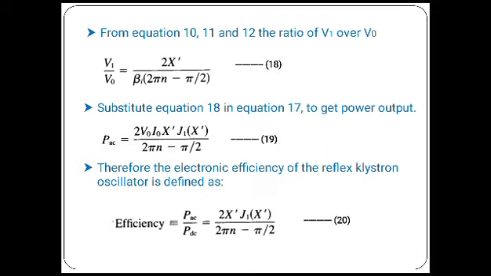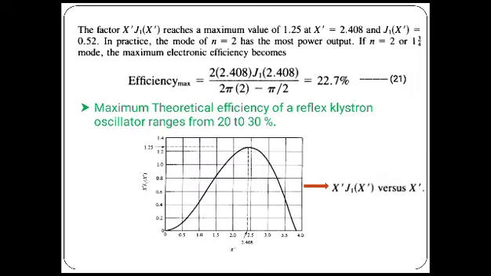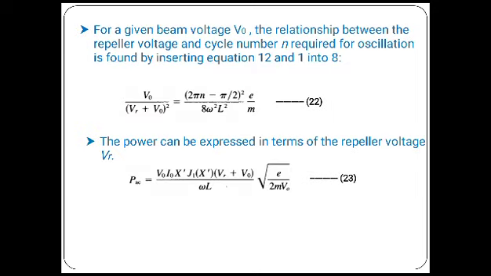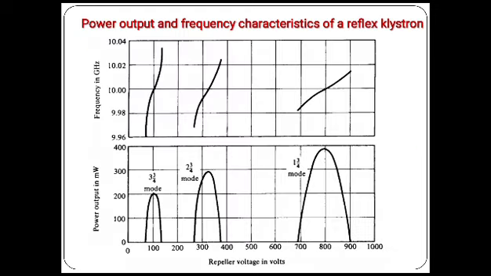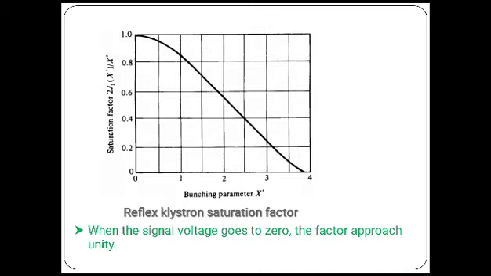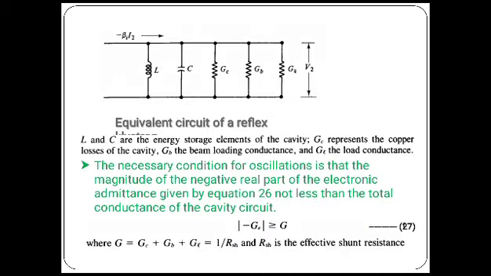Substituting the value V1 by 2 x dash beta and 2 pi n minus pi by 2, the efficiency can be computed as P_AC by P_DC equal to 2 x dash J1 of x dash by (2 pi n minus pi by 2). So the efficiency you will get is around 22.7 percent, which is very low. The theoretical efficiency will be 22 to 30 percent. For a given beam voltage, the power in terms of the reflector voltage can be calculated. The output power and frequency characteristics of the reflex klystron depend upon the mode, along with the bunching parameter.